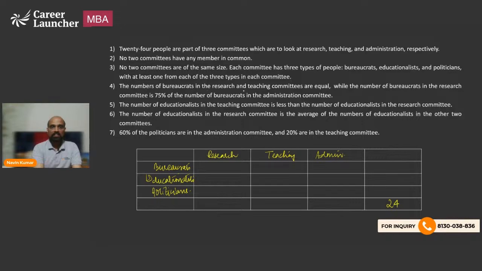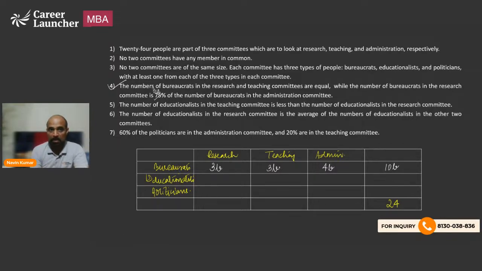The number of bureaucrats in the research and teaching committees are equal. Let's call that B. While the number of bureaucrats in the research committee is 75% of the number of bureaucrats in the administration committee. So 75% is actually 3 by 4. So I will take the admin committee as 4B, such that in research it is 3B. Since it is 3B in research, it is 3B in teaching. That means the total bureaucrats we have is 10B. Okay, so done with the 4th statement.